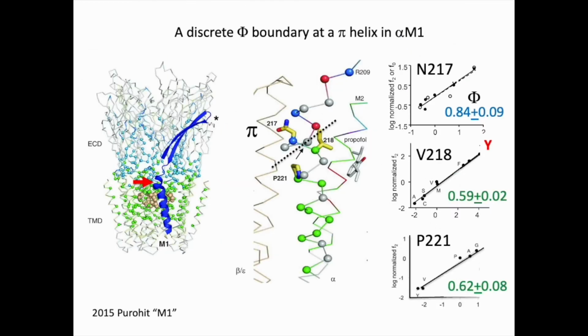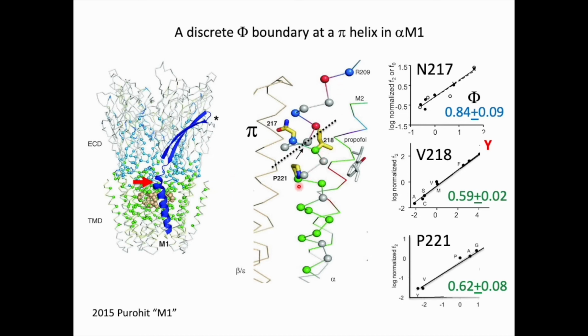And I'm going to show this boundary at a pi helix in the M1 helix of the alpha subunit. So on the left this is the binding site here, and these are the 2 beta strands, beta strand 9 and 10. There's a linker between the extracellular domain and the transmembrane domain. And the first transmembrane helix here is highlighted in blue, and the arrow indicates the region I'm showing in the slide to the right.